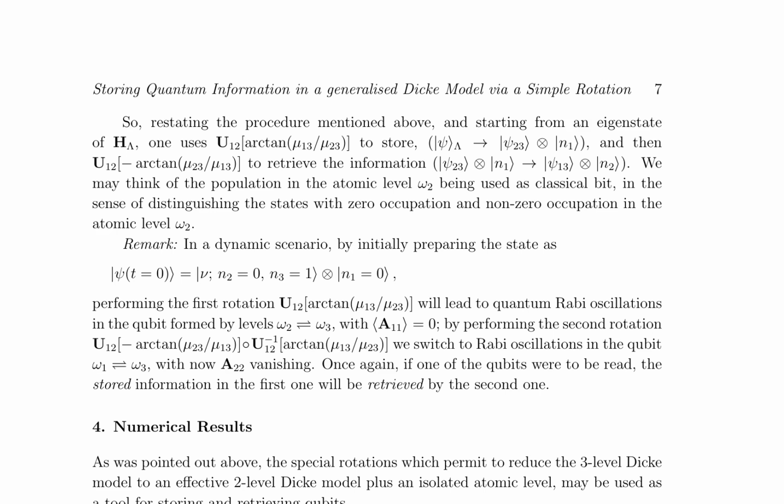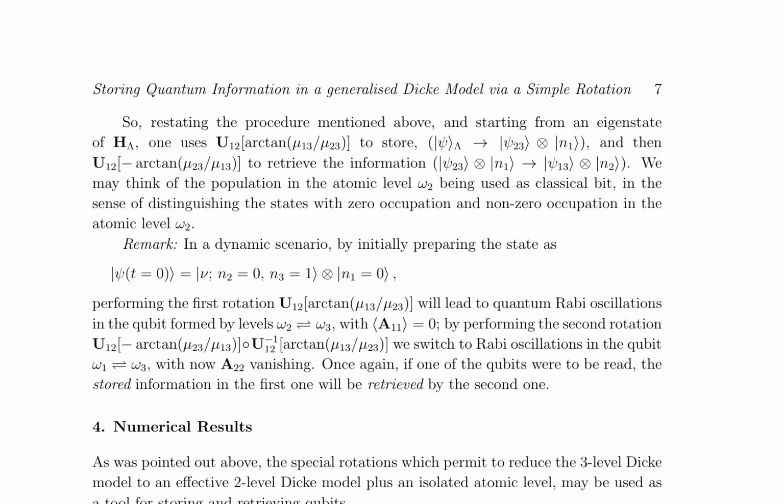In the context of quantum computing, a novel approach has been proposed for the storage and retrieval of qubits in a three-level Dicke model. This method begins with an eigenstate of the Hamiltonian h lambda, followed by a rotation U12(arctan(micro 13, micro 23)) to store information. The retrieval process involves another rotation, U12(minus arctan(micro 23, micro 13)), which utilizes the population in the atomic level omega-2 as a classical bit.